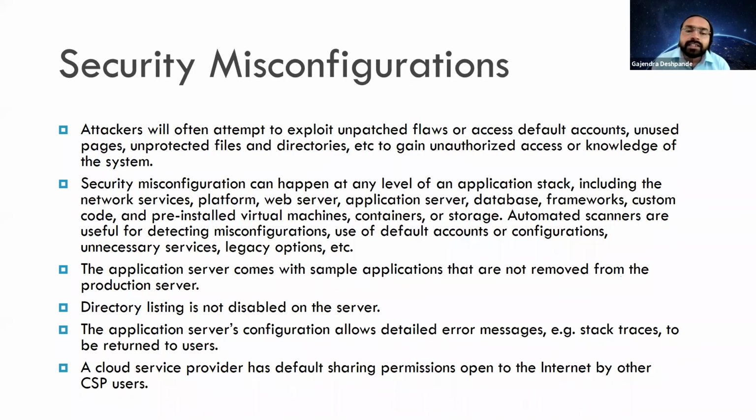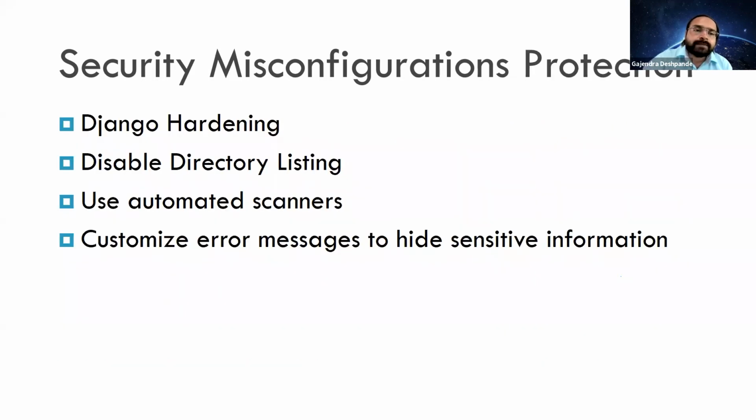Then directory listing is not disabled on the server. Then the application server's configuration allows detailed error messages such as stack traces to be returned to the users. Then a cloud service provider has default sharing permissions open to the internet by other CSP users. Then the solutions are like Django hardening, disable directory listing, use automated scanners, and customize error messages to hide sensitive information. Because if you display the system error messages, then it will reveal information of the system, such as the operating system and so on.